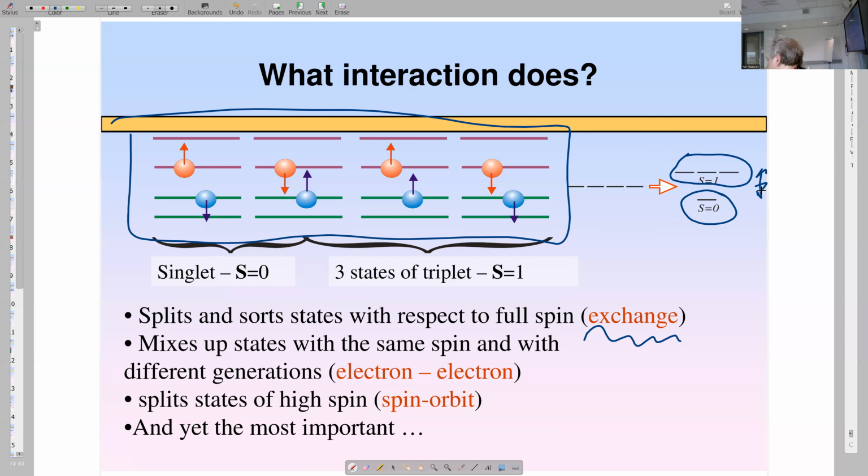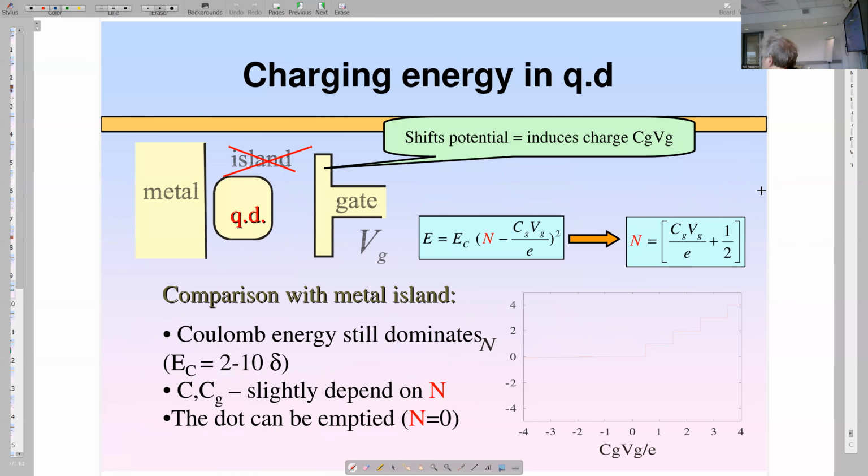Right. There is spin-orbit interaction, which actually splits the states of high spin. But I already have to mention the most important interaction in quantum dot physics. And this is something which you know. This is charging energy, Coulomb blockade interaction. Good.